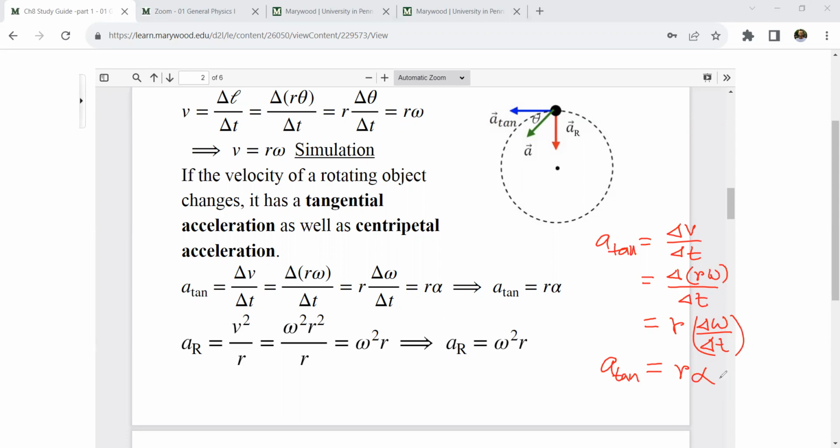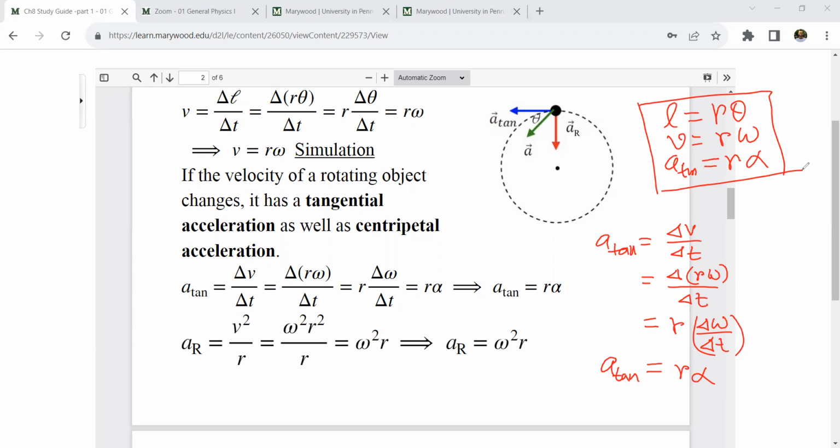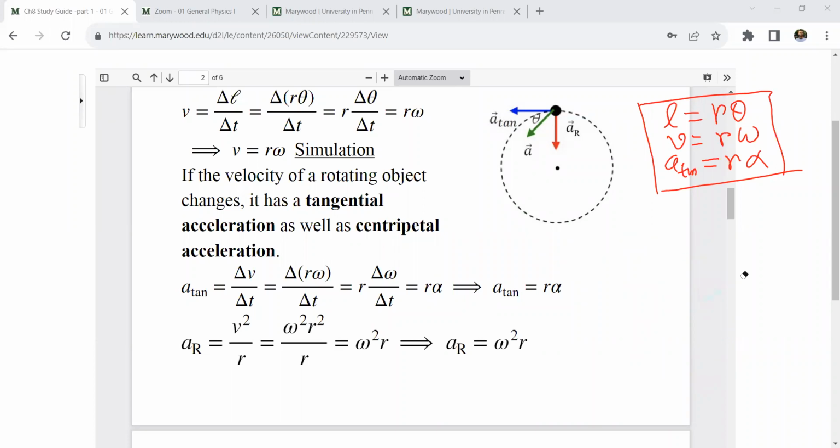Okay, so you see that we have L equal to R theta, we have v equal to R omega, and now we have a_tan, the tangential acceleration, equal to R alpha. They are very similar. On the left hand side we have linear quantities, on the right hand side we have R and then the angular quantities. So these three relations are very similar, but the centripetal acceleration is a little bit different.